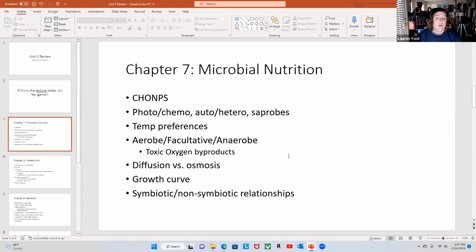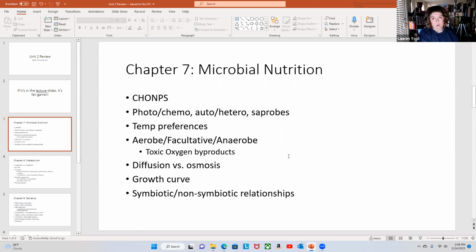All right, temperature preferences. We talked about the psychrophiles, the psychrotrophs, the mesophiles. I can't remember. I feel really bad because I know that question about the temperature is going to be on the test: the mesophiles. The meso meaning middle, so that's the important word there. And then we have the thermophiles and the extreme thermophiles.